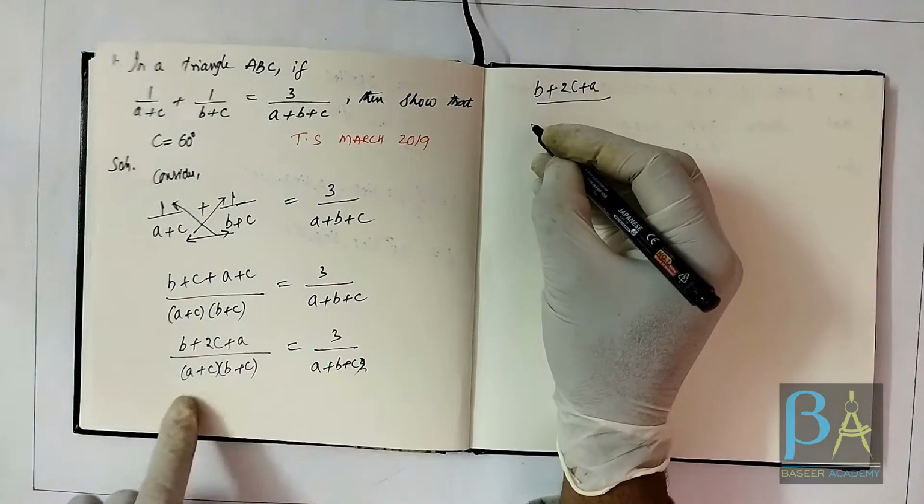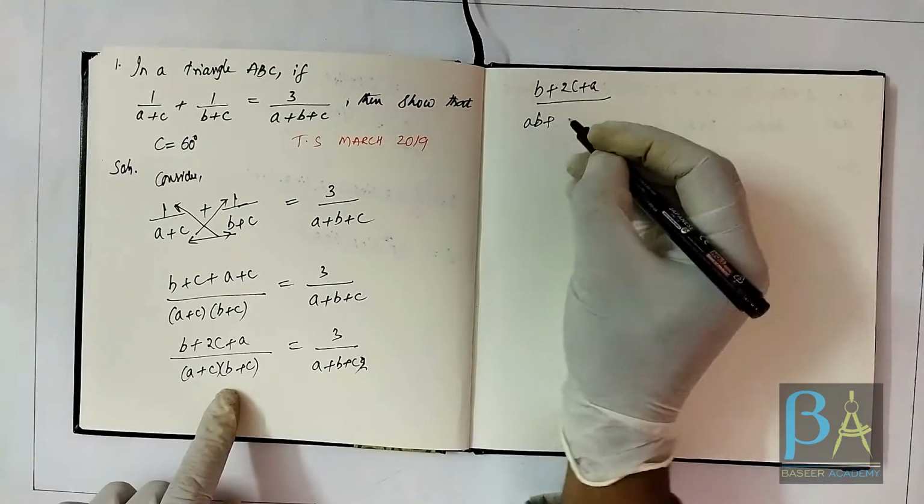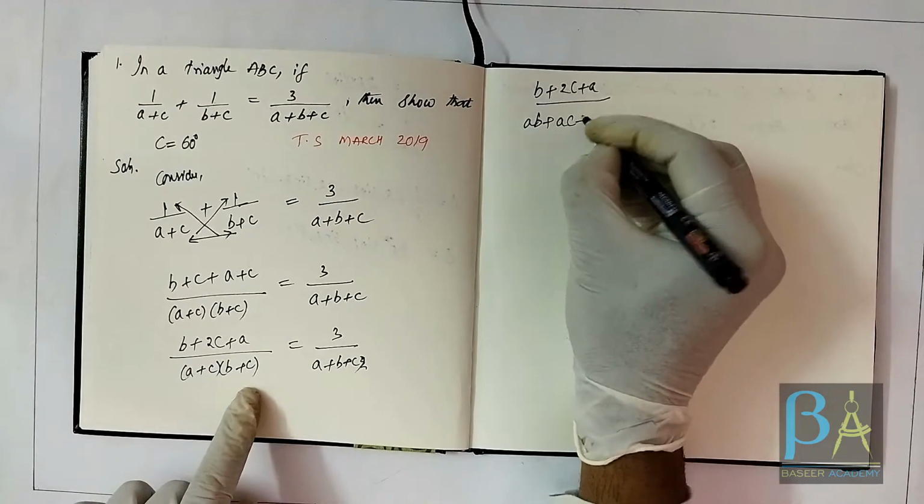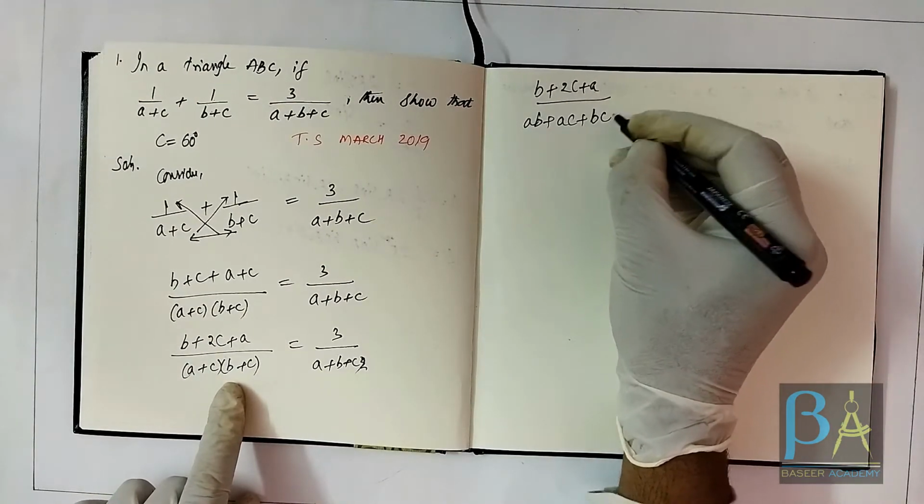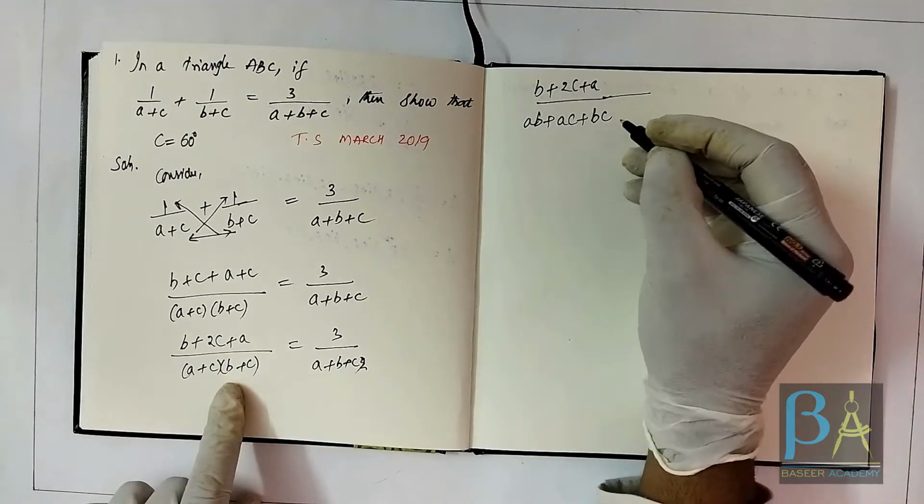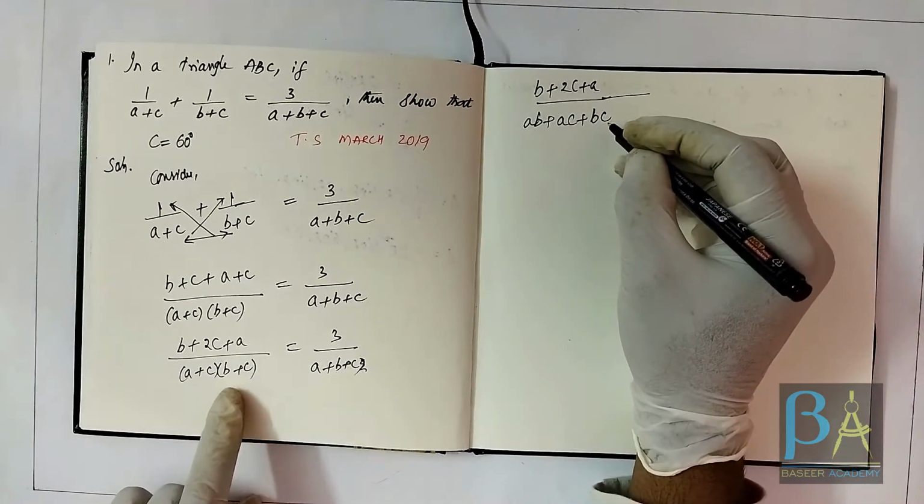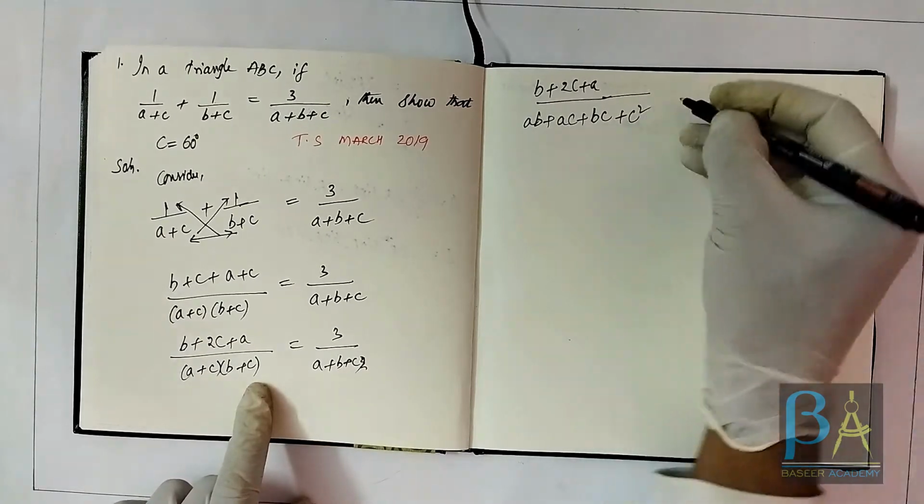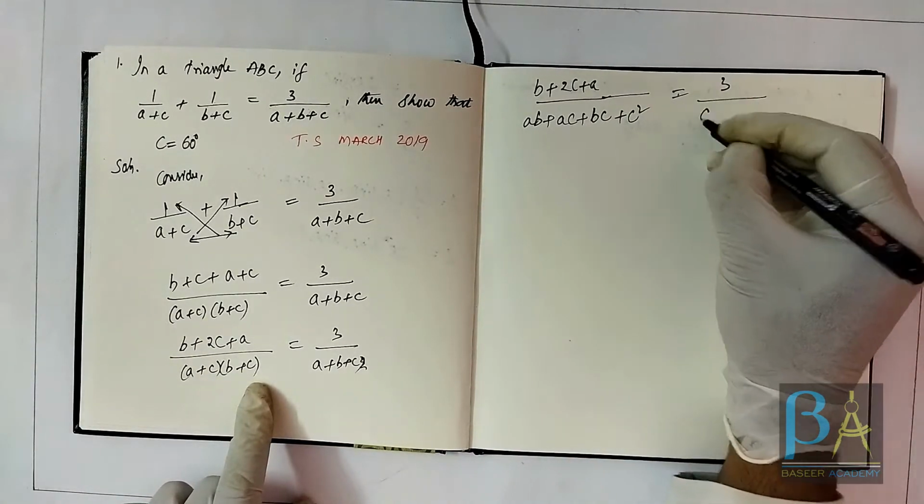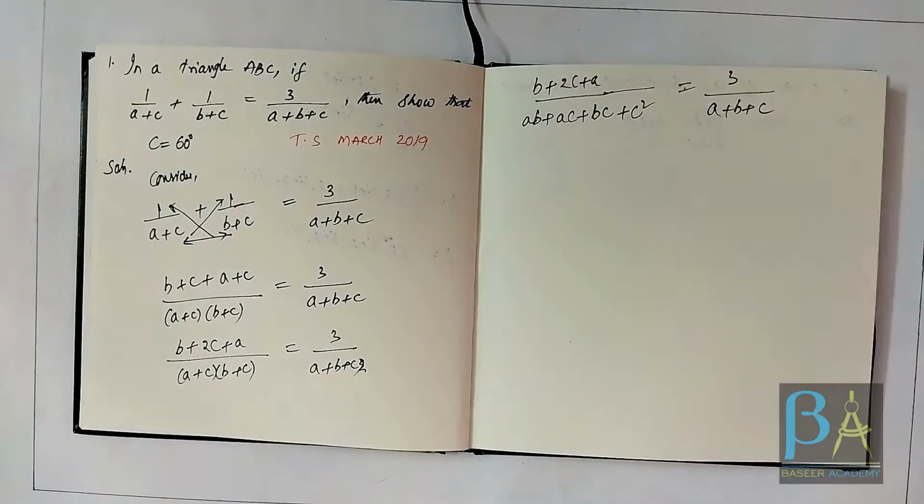Let's do that. A into B gives me AB, A into C gives me AC, C into B, let us write it alphabetically, B first and then C, gives BC, and C into C gives me C square. Now 3 by A plus B plus C as it is.